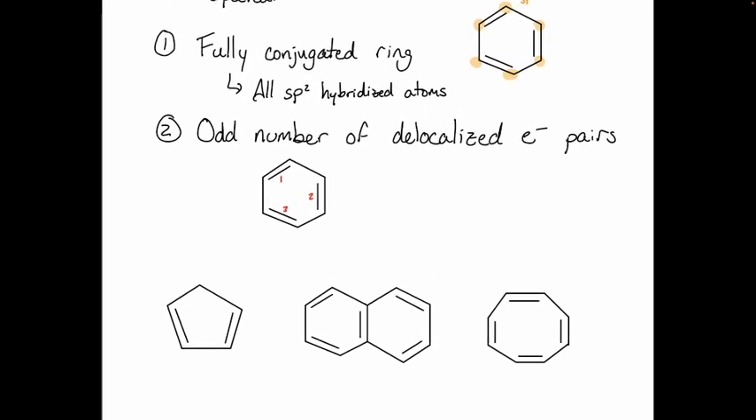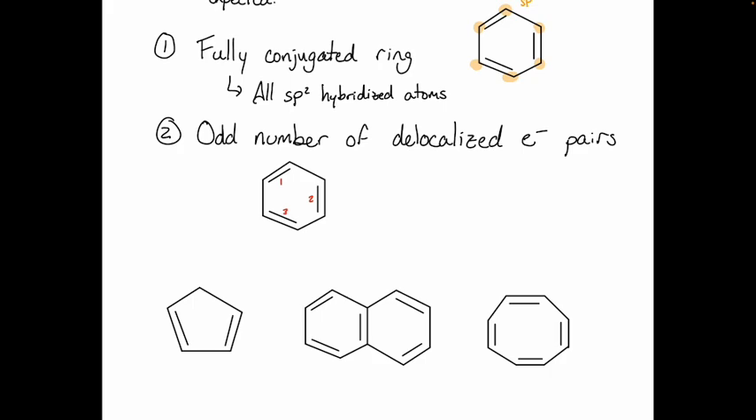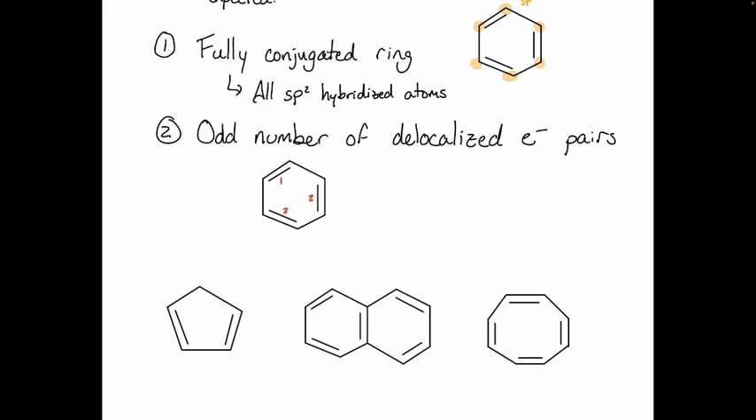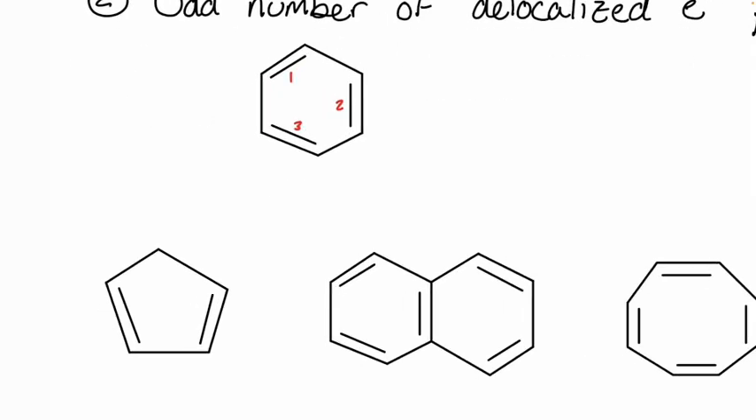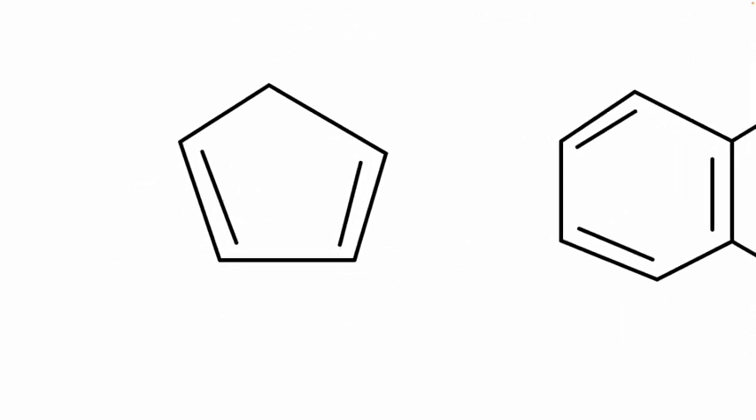Okay, so we said if it satisfies both of these rules, we consider that to be aromatic, right? So benzene, we gave that aromatic designation because it followed rule 1 and followed rule 2. All right, so let's go to this one right here, cyclopentadiene. Okay, do we have a fully conjugated ring?